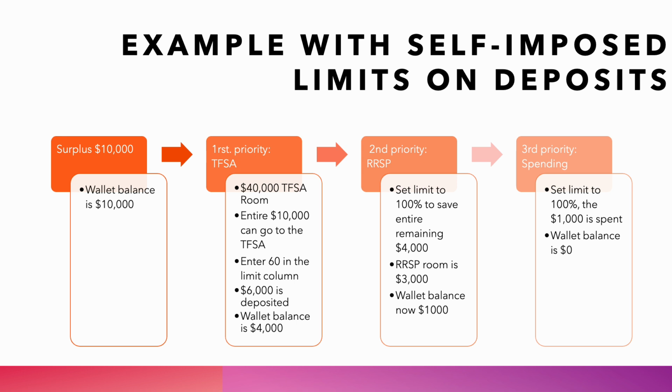In this case, there's actually not enough RSP room, so the external limit on the RSP room is applied, and you still have a wallet balance. If the next priority is your spending priority, then you could put a limit of 100% on that to just spend the remaining $1,000. If you did not allow this spending and there were no more accounts below this priority, then funds would remain in the wallet until the following year, and you would get a warning in the time machine.